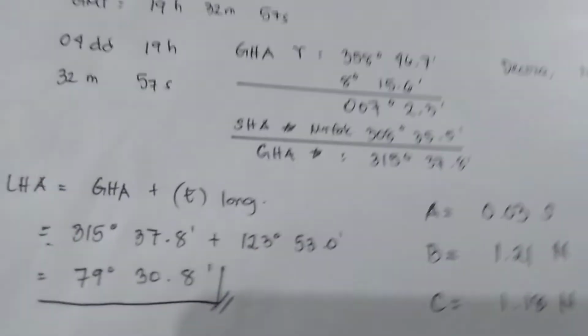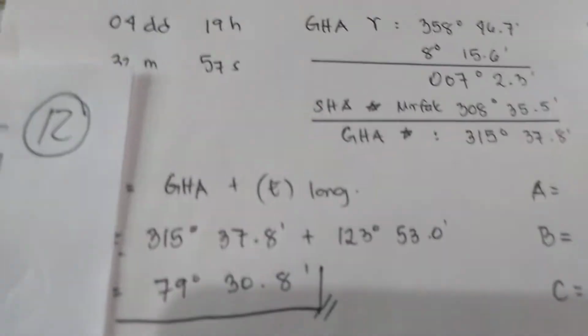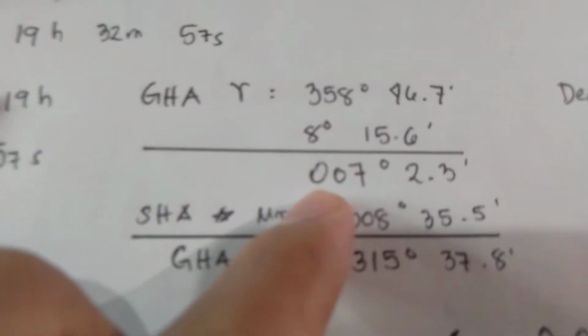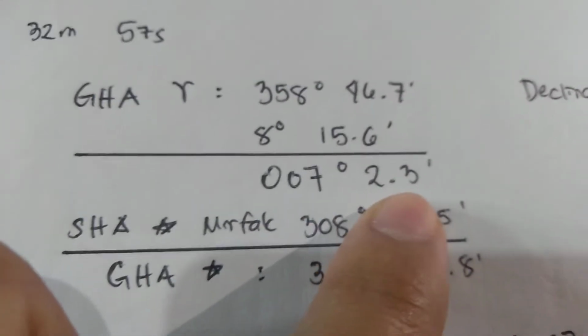Okay, so for the increments and corrections, 32 minutes 57 seconds, that is 8 degrees 14.3 minutes. And 57 seconds, that is 8 degrees 15.6 minutes for Aries. So add them, that would result to 007 degrees 2.3 minutes.